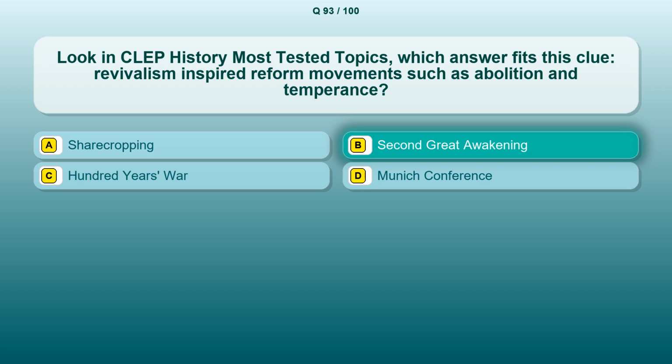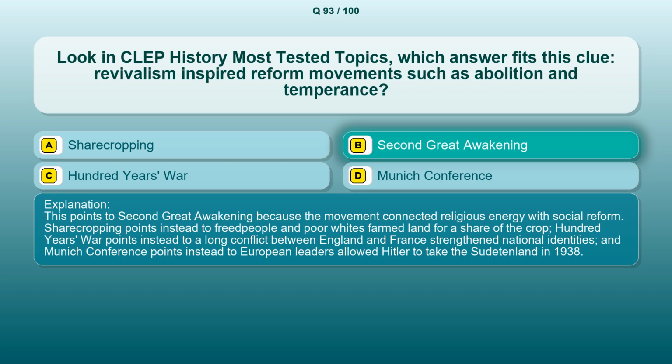The correct answer is option B, Second Great Awakening. This points to Second Great Awakening because the movement connected religious energy with social reform. Sharecropping points instead to freed people and poor whites farmed land for a share of the crop. 100 Years' War points instead to a long conflict between England and France strengthened national identities, and Munich Conference points instead to European leaders allowed Hitler to take the Sudetenland in 1938.